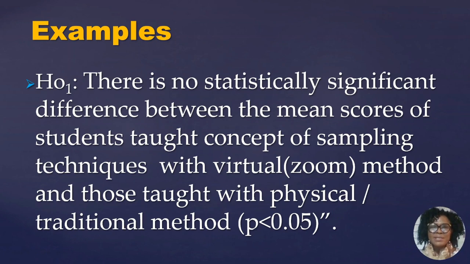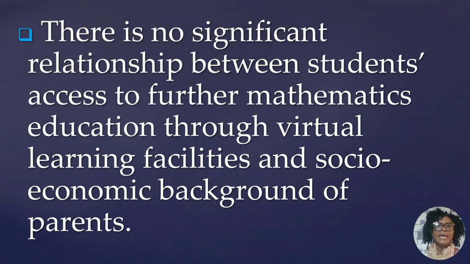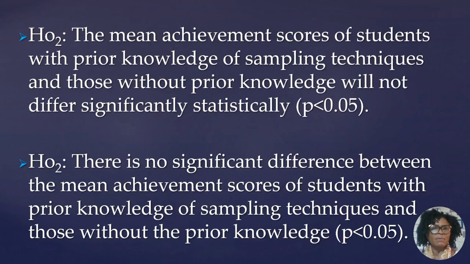You say there is no statistically significant difference between the mean scores of students taught the concept of sampling techniques with the visual or Zoom method and those taught with a physical or traditional method. This is a typical way of stating a standard null hypothesis. And in brackets, you put P less than 0.05. That means you are testing this at this probability level. Another example: there is no significant relationship between students' access to further mathematics education through visual learning facilities and the socioeconomic background of the parents.